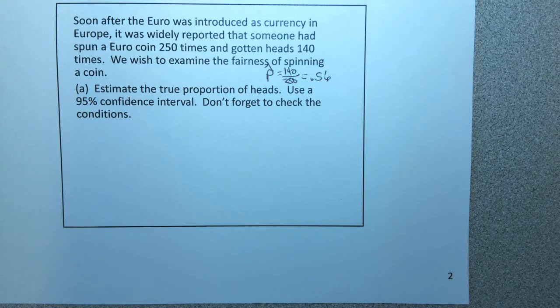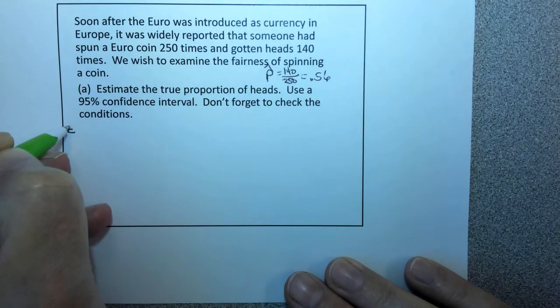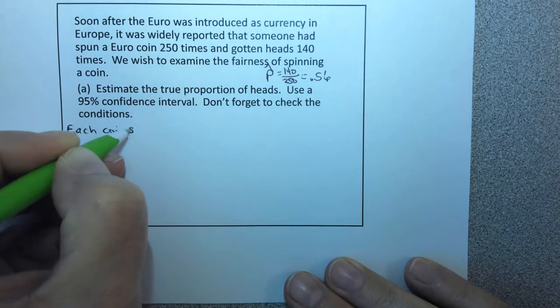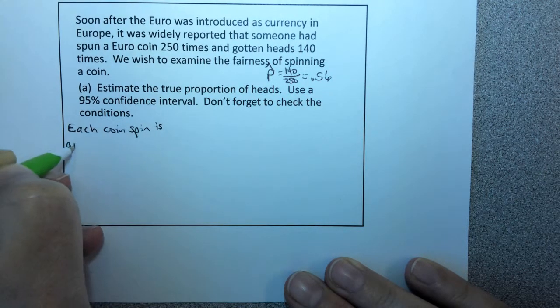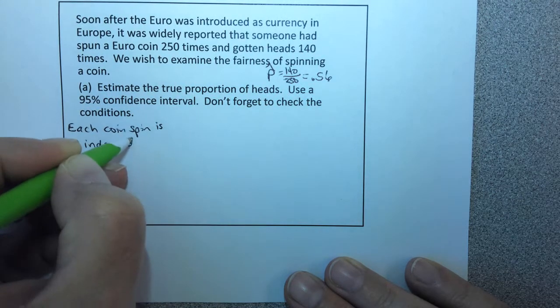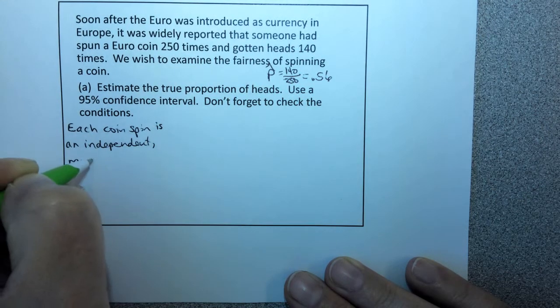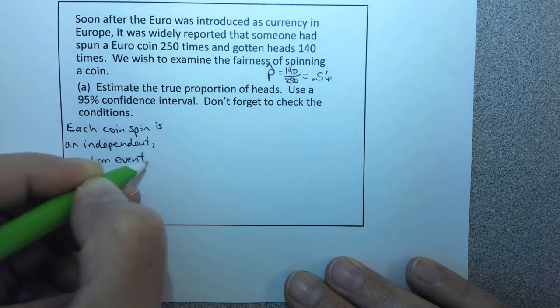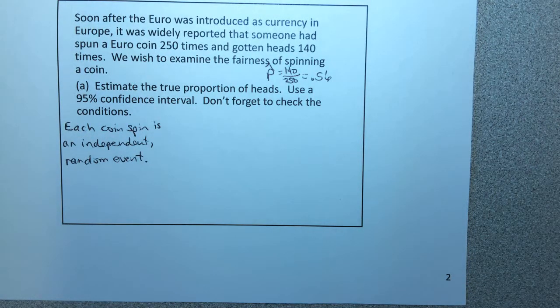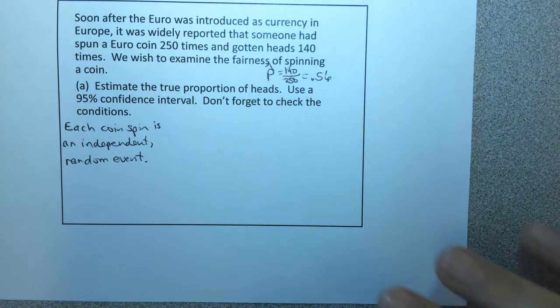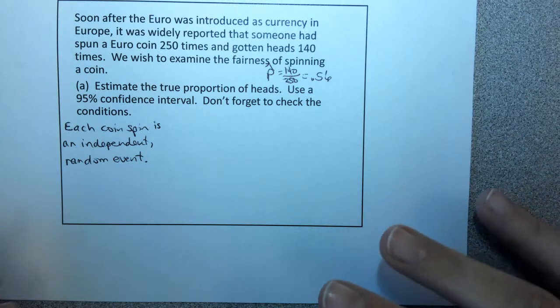Sure. Okay, so I'm going to do a great trick. I'm going to roll 2 conditions into one sentence, because I've got limited space. So each coin spin is an independent random event. I am so good at this, I can put 2 in 1 this morning. Are you impressed? That took up less space than usual. So 2 done, 1 to go.